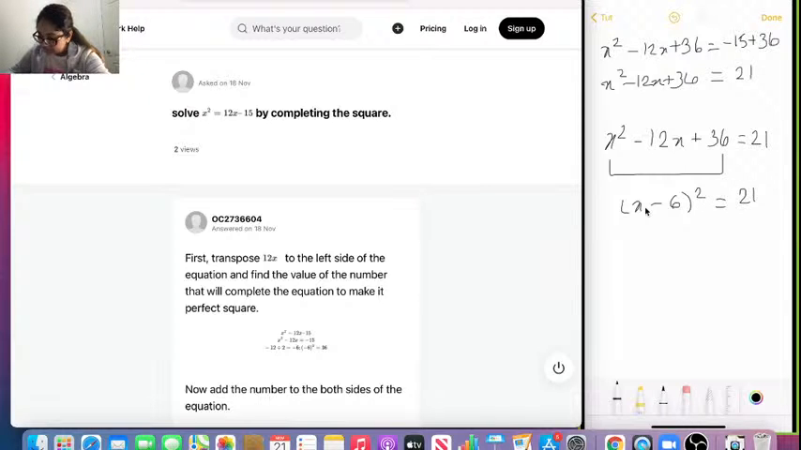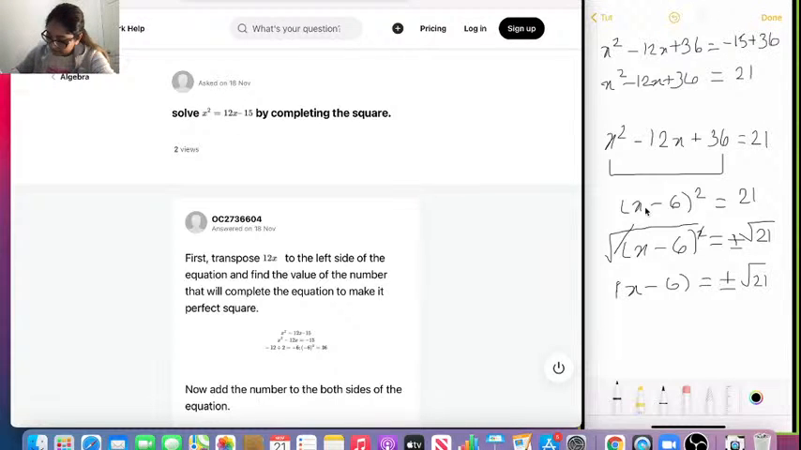And so to find x, we have to get rid of the square first, so we square root both sides. If we square root a number, this will become plus or minus, since after you root a number, it could be either positive or negative. And then we can cancel the square root and the square. So what we get here is x minus 6 equals plus or minus root 21.